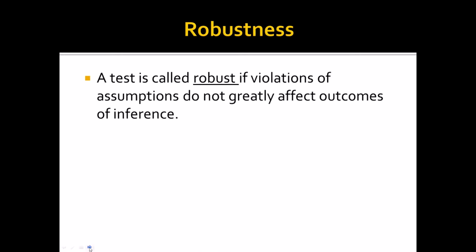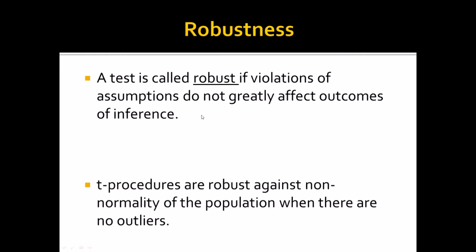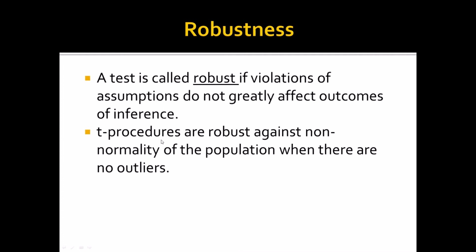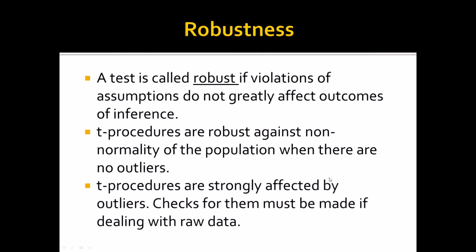All right, another thing that's really good for t-tests and t-procedures is that they are robust. And robust means that they can just handle things well that perhaps other procedures can't. So if violations of assumptions do not greatly affect outcomes of inference, a test is called robust. Specifically, t-procedures are robust against non-normality of the population where there are no outliers. All right, and we'll go over some guidelines in a minute. But t-procedures are very badly affected by outliers.